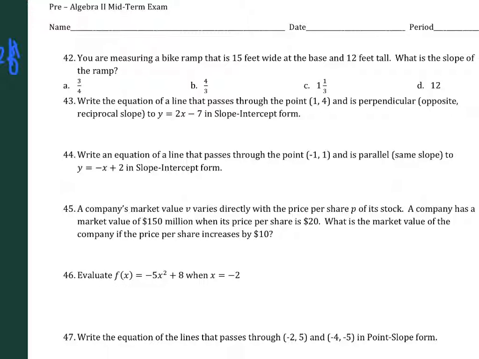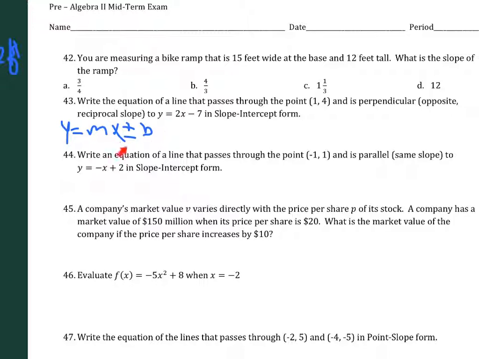Moving on to number 43, it says write the equation of a line. Again, if it says equation of a line, it means it wants it in slope-intercept form, which is y equals mx plus or minus b. It goes through the point of 1, 4 and is perpendicular to this line right here. Alright, now perpendicular, the clue Mr. Houston wrote in here, it's the opposite reciprocal of the slope. So you got to change the sign and flip it. That's your slope.